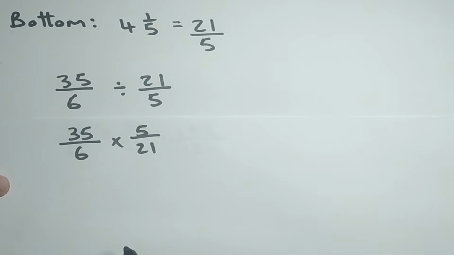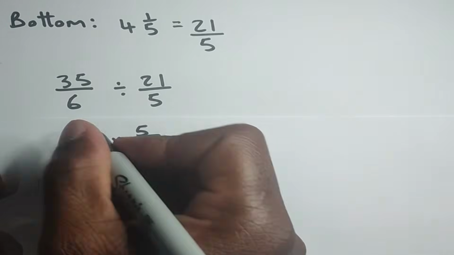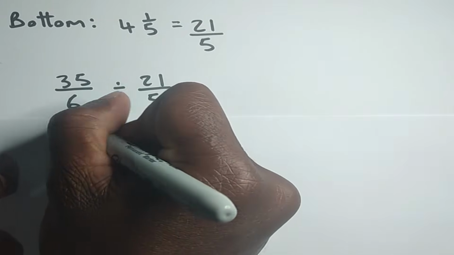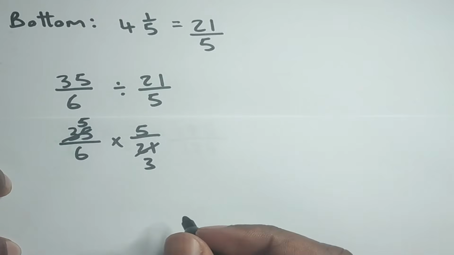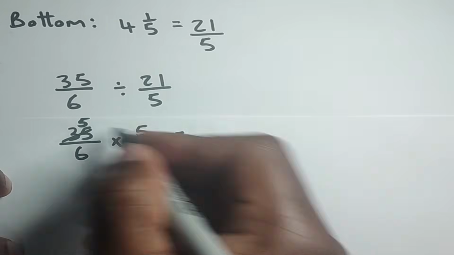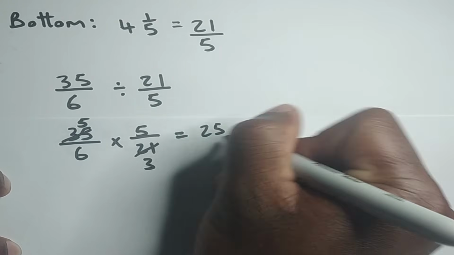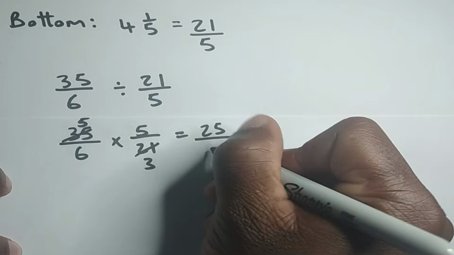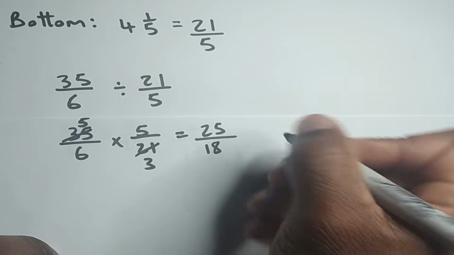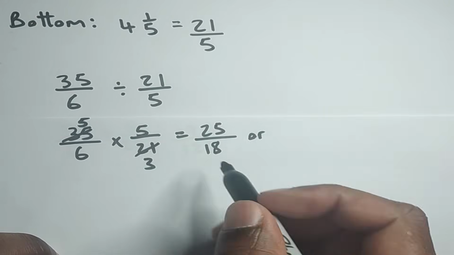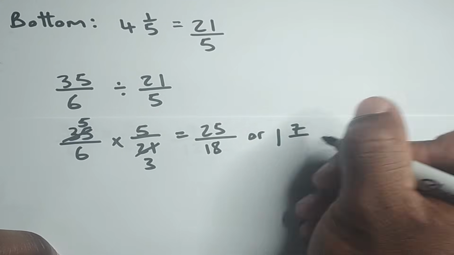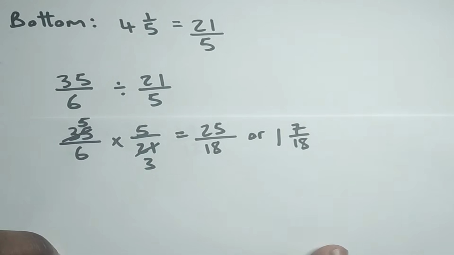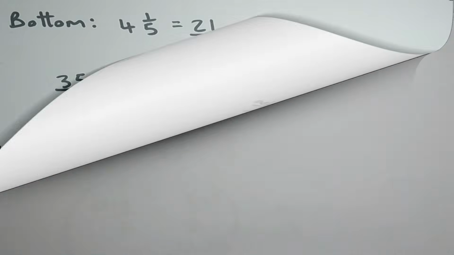And we can simplify this. So 7 can go into 35 5 times, and 7 can go into 21 3 times. And then now we can multiply across. So 5 times 5, that's 25, over 6 times 3, which is 18. And we can also write this as a mixed fraction. 18 goes into 25 one time with a remainder of 7, so 1 and 7 over 18. Alright, so that's pretty much how we treat this question.